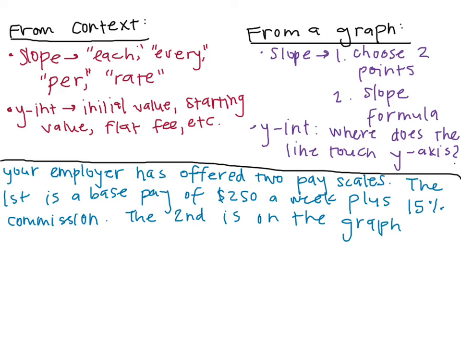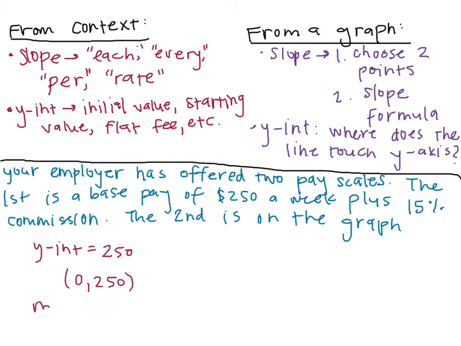Your employer has offered 2 pay scales. The first is a base pay of $250 a week plus 15% commission. The second is on the graph. We'll look at the graph in just a minute, but first, let's look at this context problem. I need to find my slope and my y-intercept from context. So it tells me that the base pay is $250. That's kind of like the initial value. So I'm going to write that my y-intercept is 250, which means I have the point 0, 250.